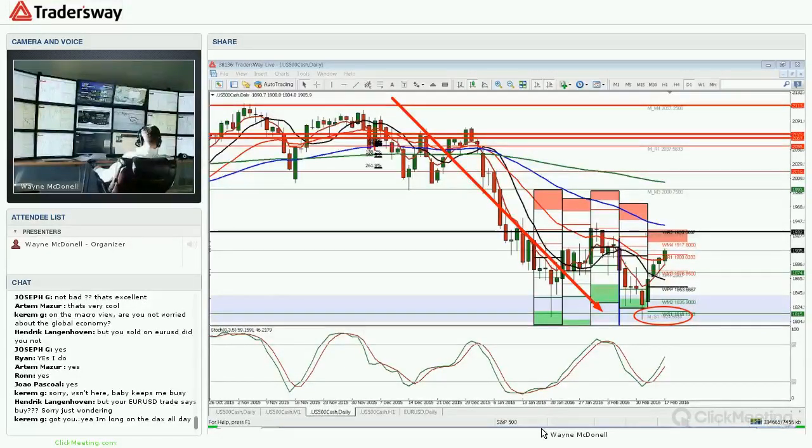Right? You've been long DAX all day. Yeah, same sort of thing, right? No, actually, Hendrik, the Euro USD said sold. It didn't say buy. You might have been looking at my limit order or something. Not sure, but it said short. Now I'm break even, so it doesn't matter.